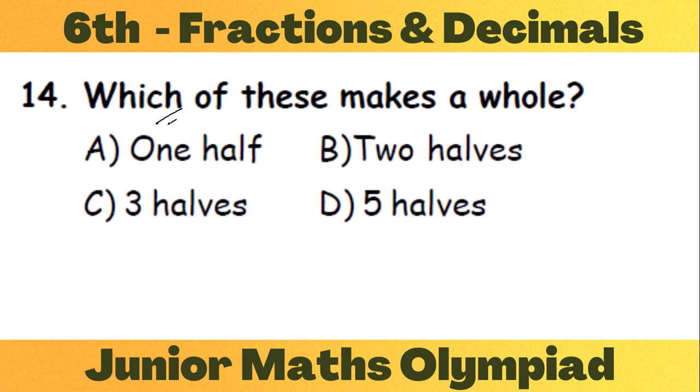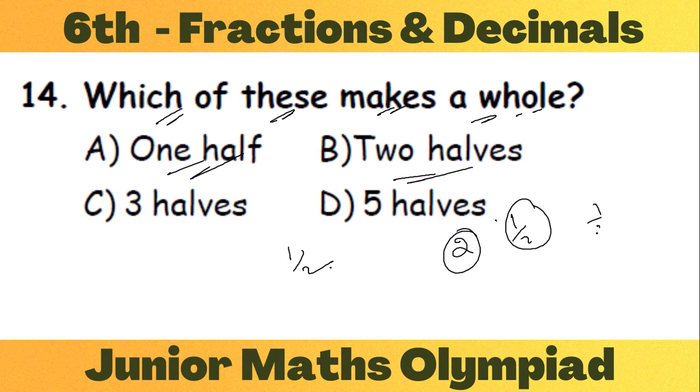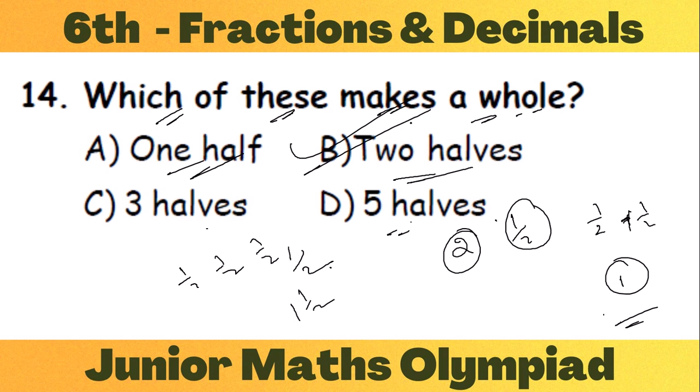Next children, 14th question. Which of these makes a whole? 1 half can't be whole. 2 halves. If we take 2 halves, means half plus half, which can be 1. 3 halves cannot be 1, it will become 1 and a half. 5 halves will become 2 and a half. So answer is 2 halves. If we take 2 half portions and combine them, it will become 1.